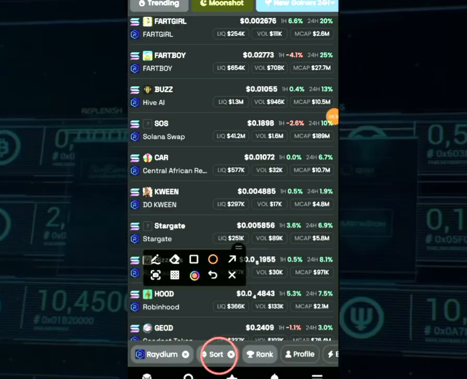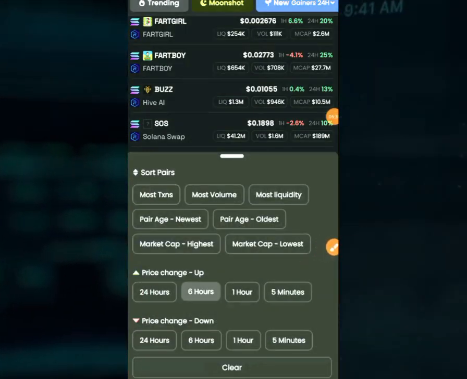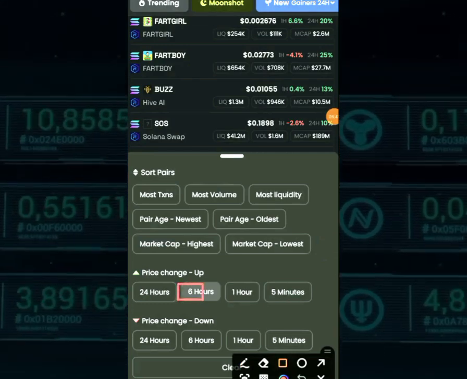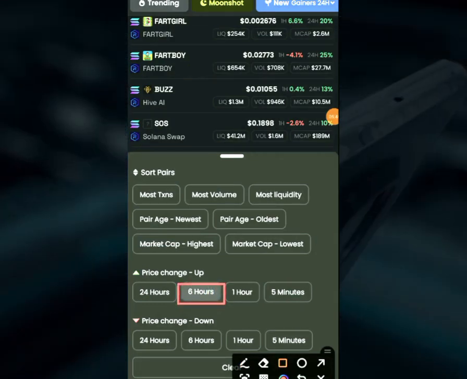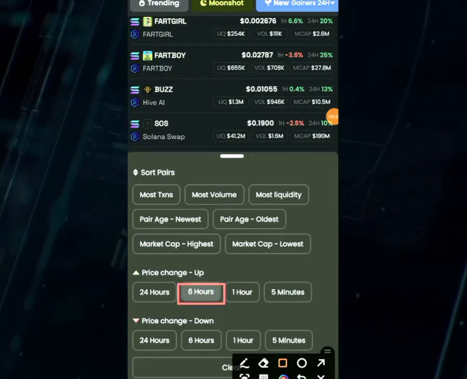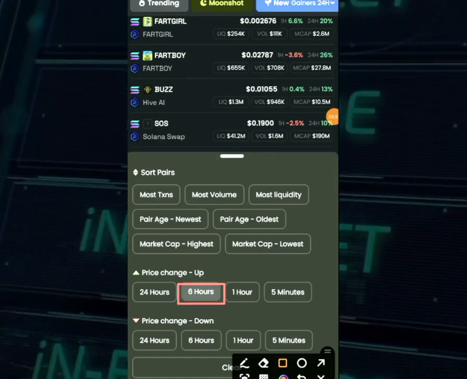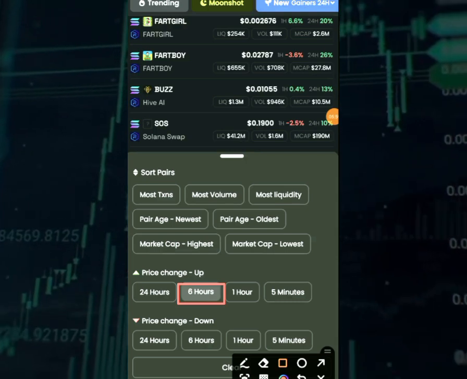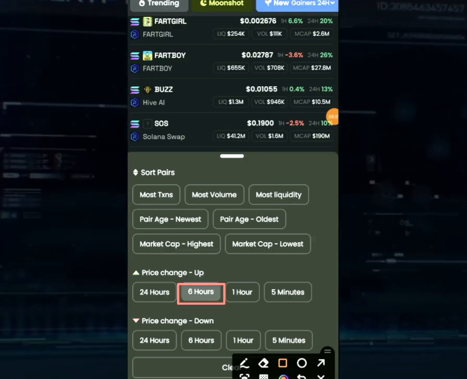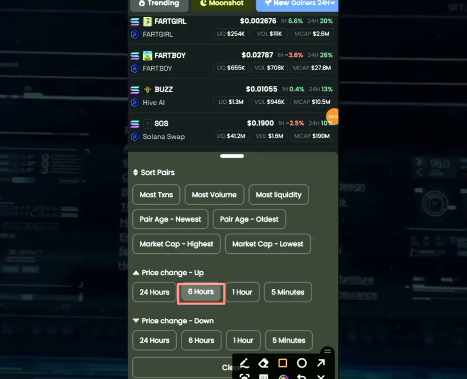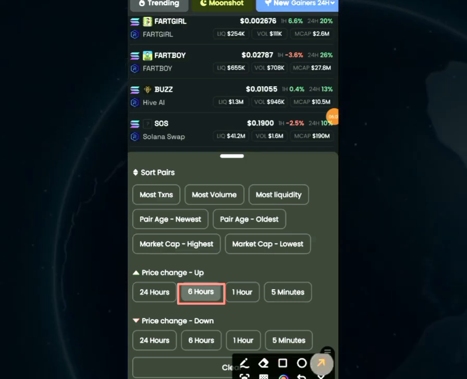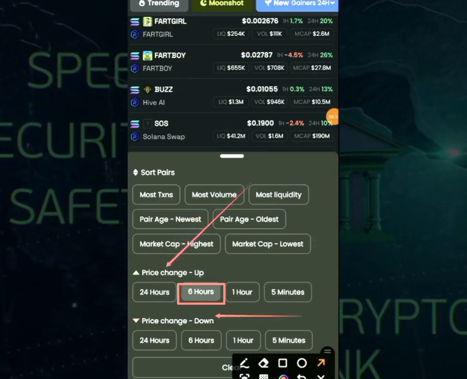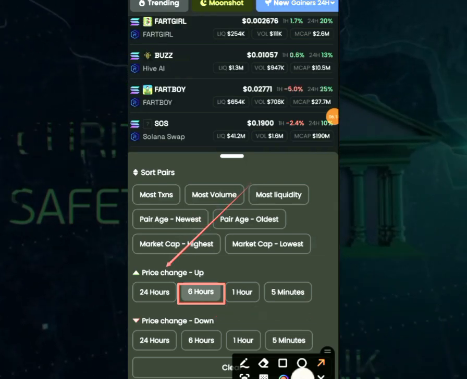Click on sorts, and when you click on sorts, you want to make sure that the sort is reading price up on 6 hours, because we want to get coins that are just pumping, right? We want coins that are just beginning to pump within the last 6 hours. If we choose 24 hours, then they might have pumped to their highest high, to their peak, so we wouldn't want to engage in those types of coins. So don't forget, it's on price change up, not price change down, right?